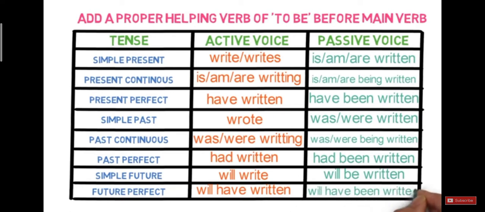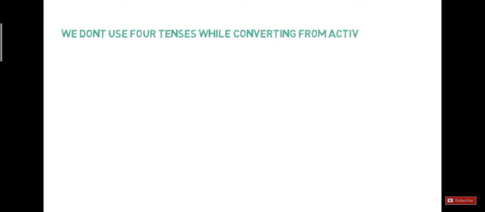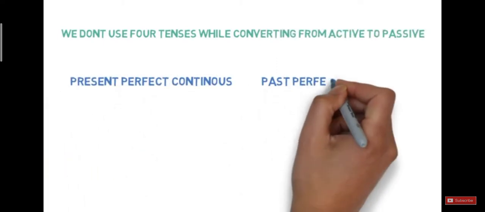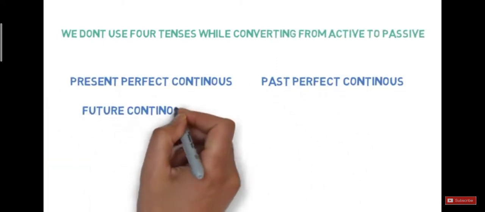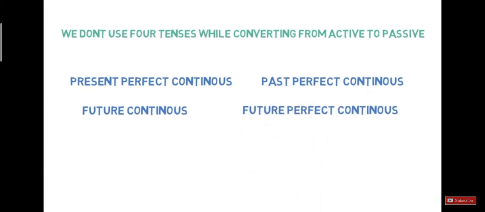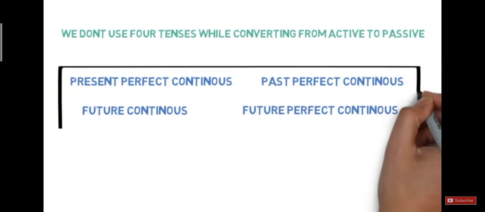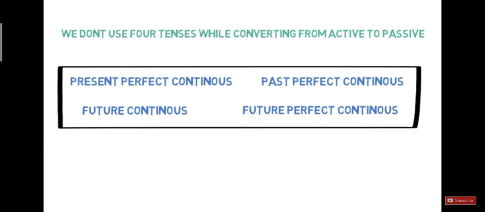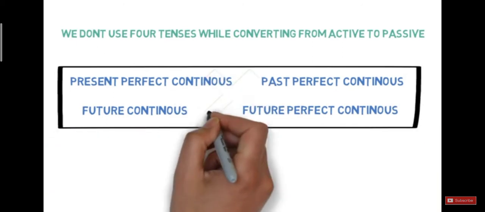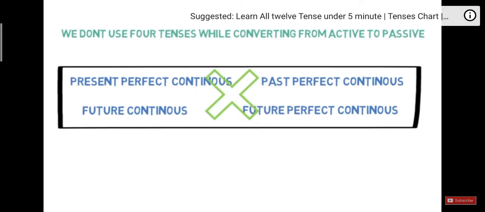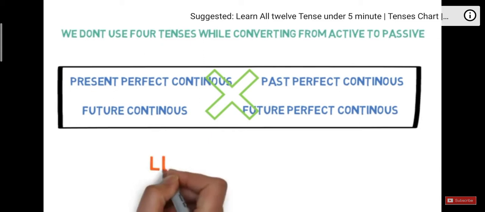See students, if you will notice, there is no present perfect continuous tense, no past perfect continuous tense, and no future continuous nor future perfect continuous. That means these four tenses won't change. We don't use four tenses while converting from active to passive: present perfect continuous, past perfect continuous, future continuous, and future perfect continuous. If the sentence is in active voice in these tenses, then the passive form is not there for those sentences.